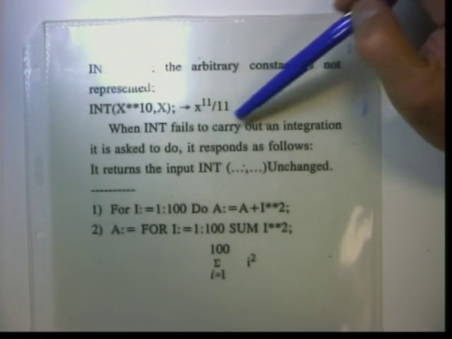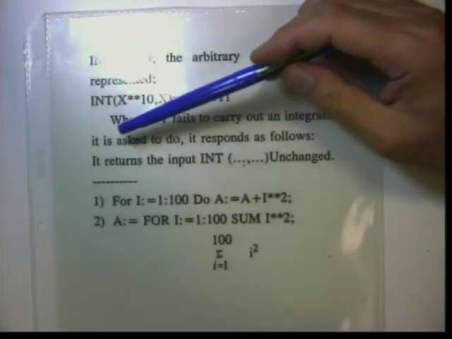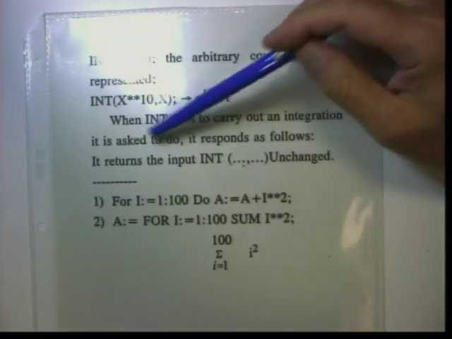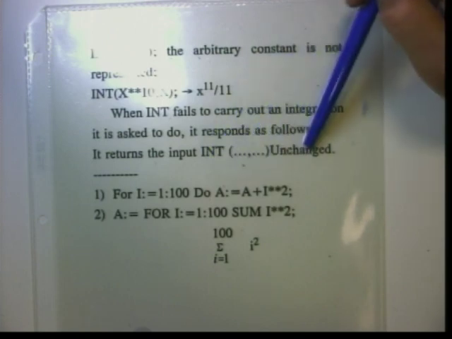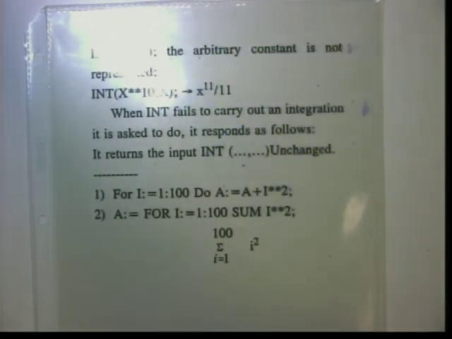When int fails to carry out an integration it is asked to do, it responds as follows. It returns the input int unchanged. It just gives you back your request. And that means that your request has not been fulfilled. The computer does not know how to do this integration. For example, if you ask, integrate sine x divided by x, that integral is not known, so the computer naturally will return the same response.